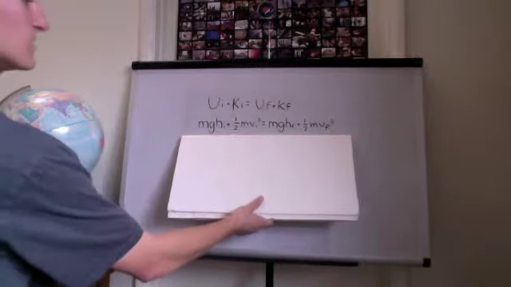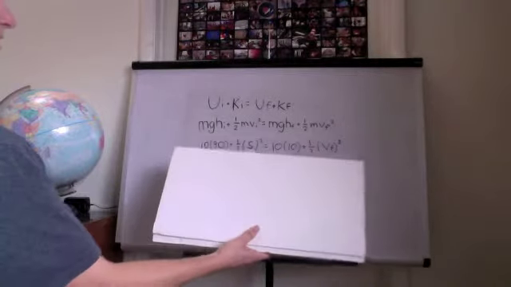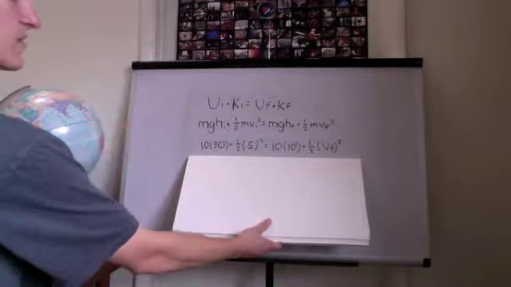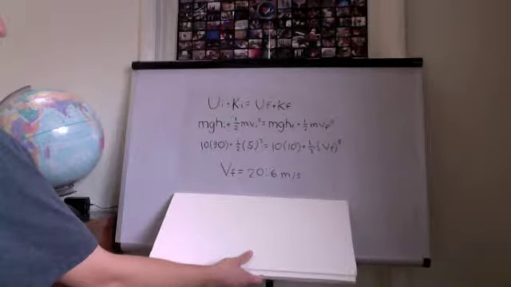So we can cancel out the m's and then plug in what we know, and we have v final as our unknown. If we just solve it out using algebra, we get our v final of 20.6 meters per second.